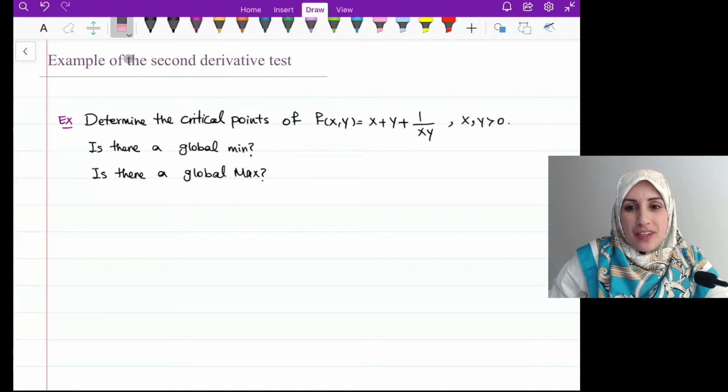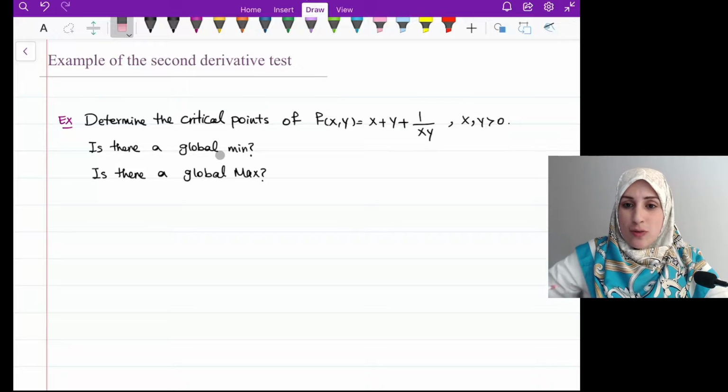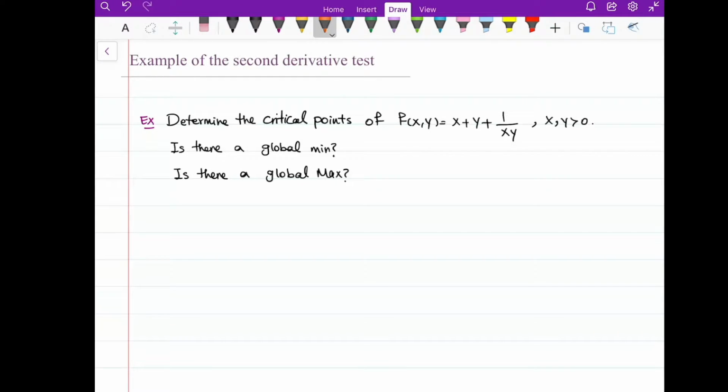In this video, we're going to solve one example of how to determine the critical points of the function x plus y plus 1 over xy, where x and y are positive. And we're going to look for the global minimum and global maximum as well. So I'm going to start the solution by finding the first derivative with respect to x.